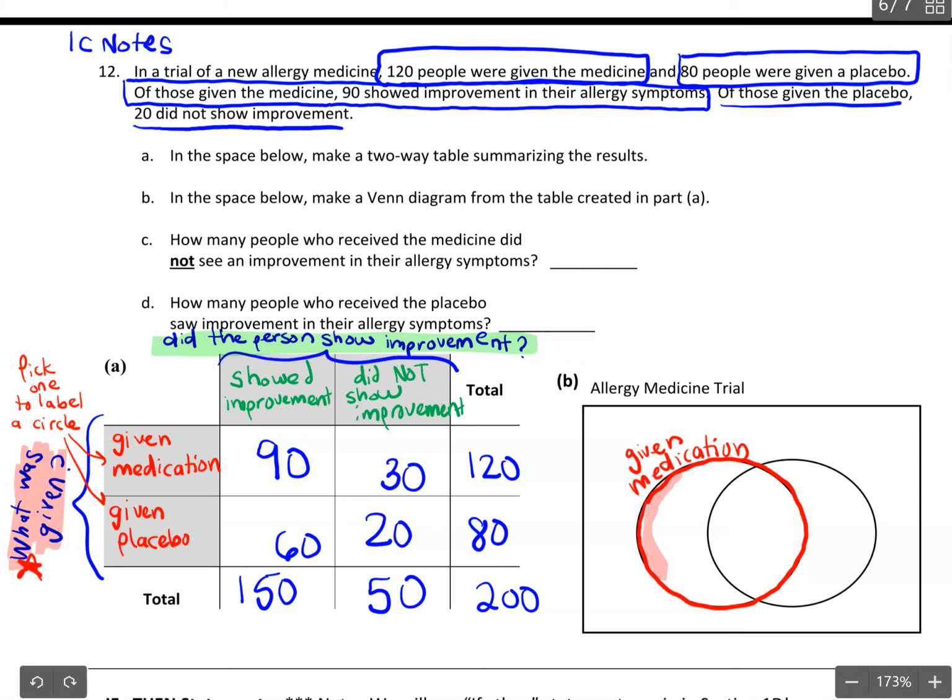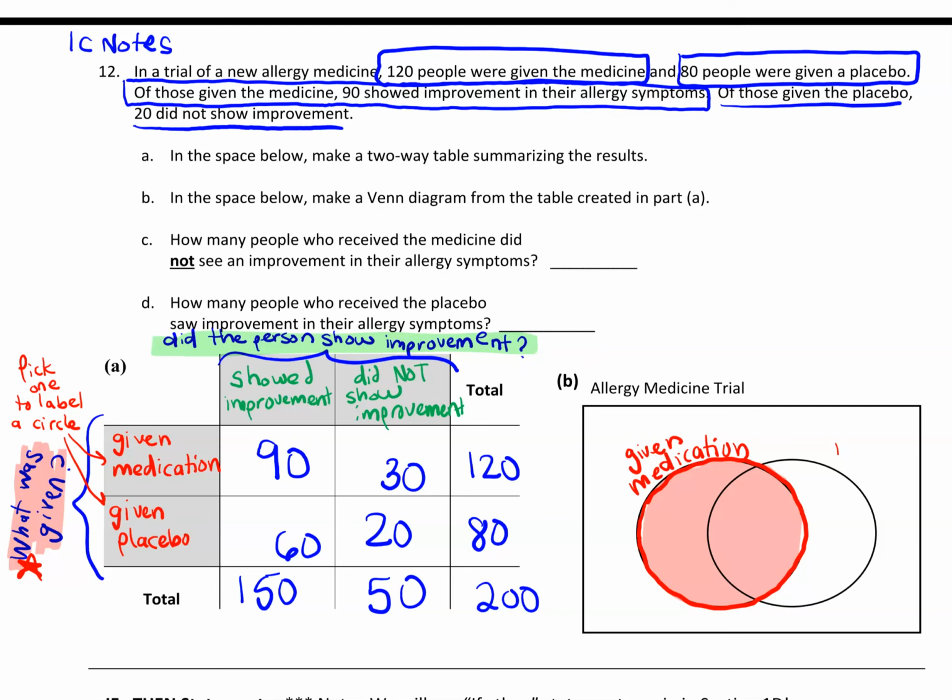Since I've labeled this entire circle given medication, that means everyone inside the circle, and there are two regions inside that circle, everyone in that circle was given the medication. So by default, if you're outside of that circle, you were given the placebo. I'm not going to see the words given placebo anywhere in this Venn diagram. It's just assumed if I was not given the medication, the only other option was to be given the placebo. So if I'm not in this red circle that I've shaded, if I'm not in the given medication circle, then by default, being outside the circle means I was given the placebo.